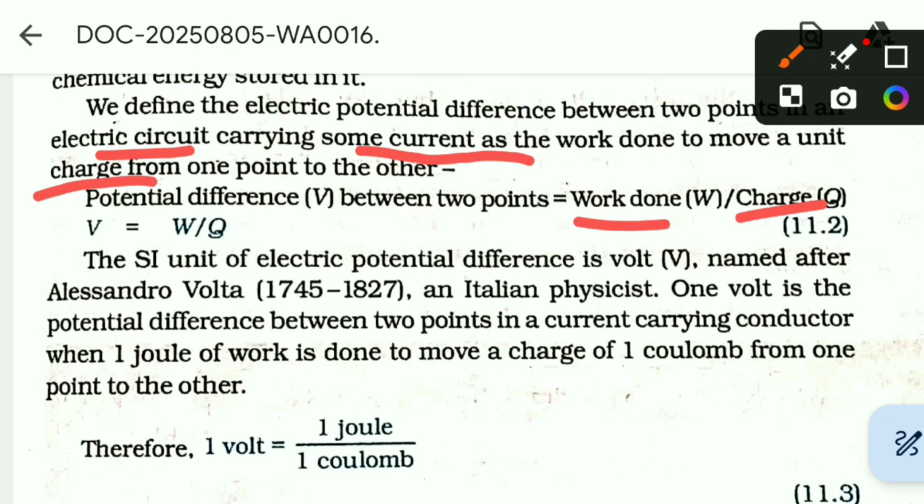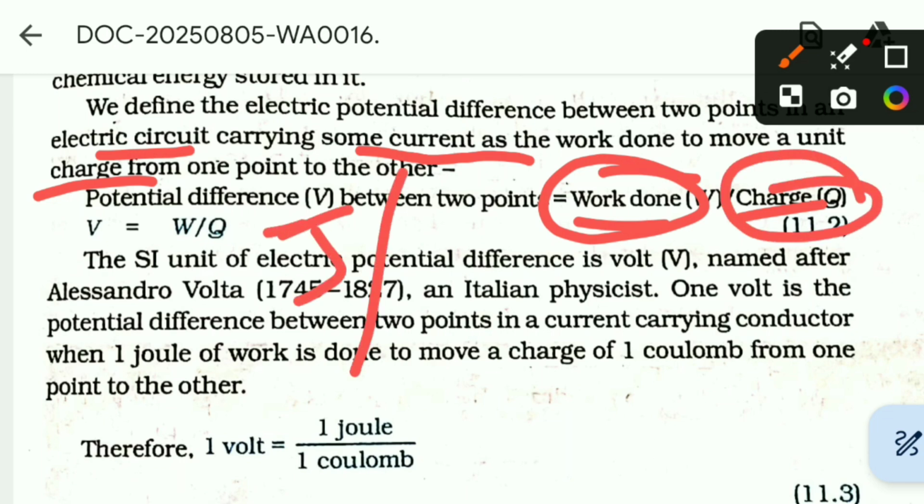Now try to figure out the SI unit. What is the SI unit of work done? It is joule. And what is the SI unit of charge? It is coulomb. Okay, joule per coulomb. It is called potential difference or volt.